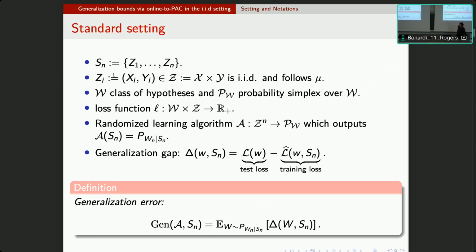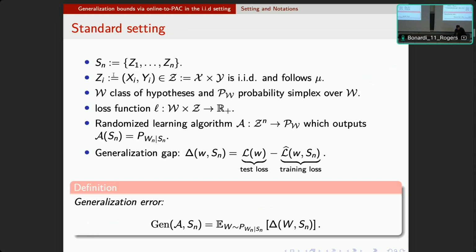And here I will consider a randomized learning algorithm, so an algorithm that maps the training sample Sn to an output distribution that I denote P_{W|Sn}. And usually in statistical learning, we're interested in studying the generalization gap, defined as the difference between the test loss and the training loss. Because I consider a randomized learning algorithm, I define the generalization error as being the expectation of this gap.